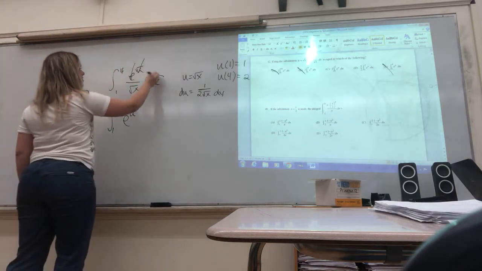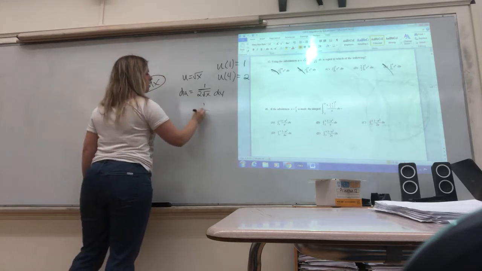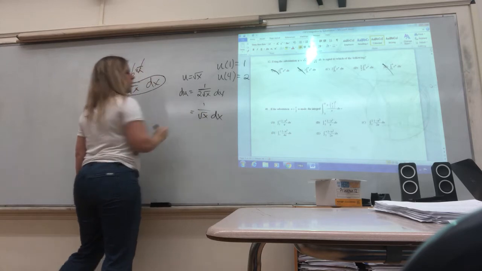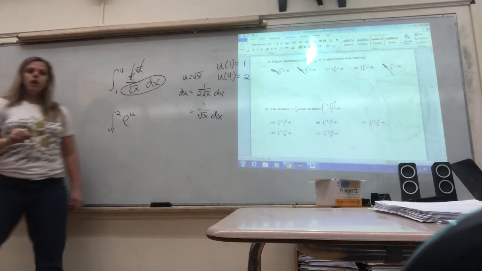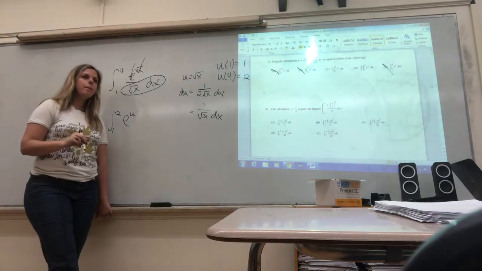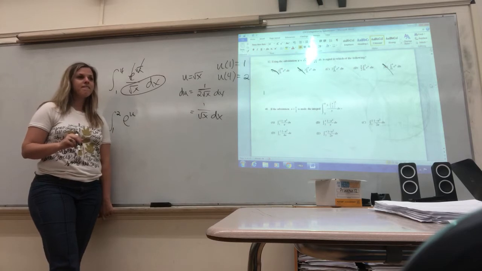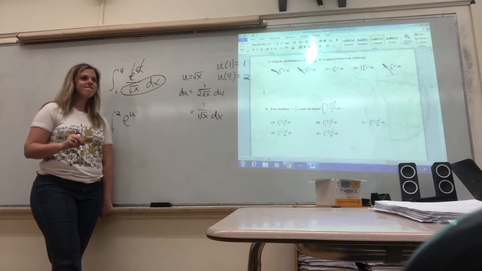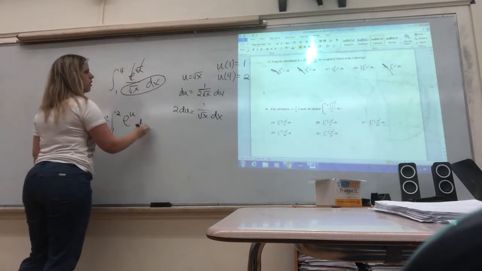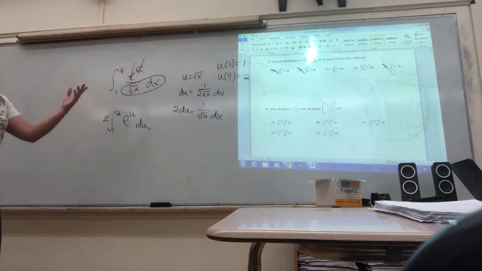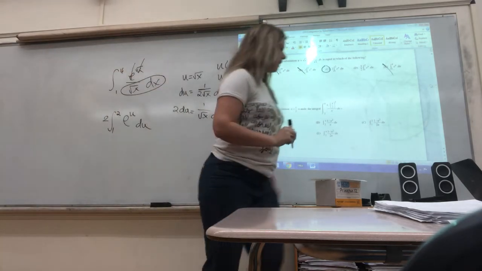So what do I have left? I have an over square root of x dx. So that equals, Jack? 2 du, great. 2 du, doesn't matter where you put the 2. Oh, they put it on the outside just like me. Wonderful.